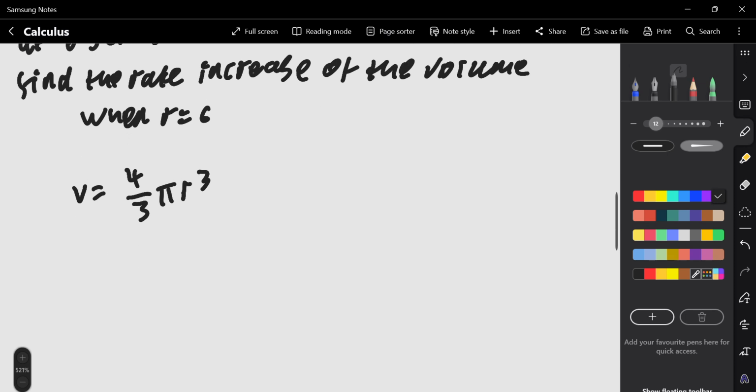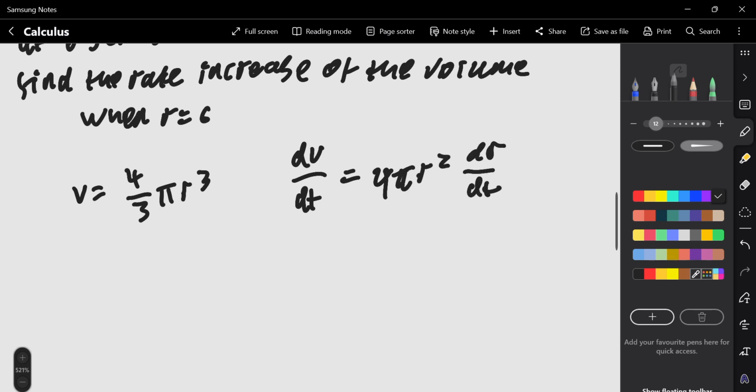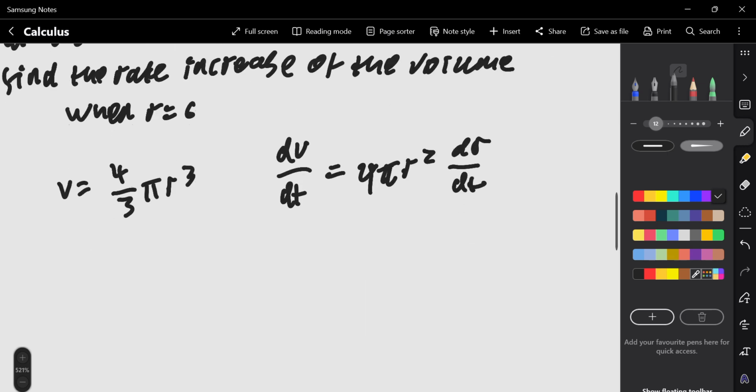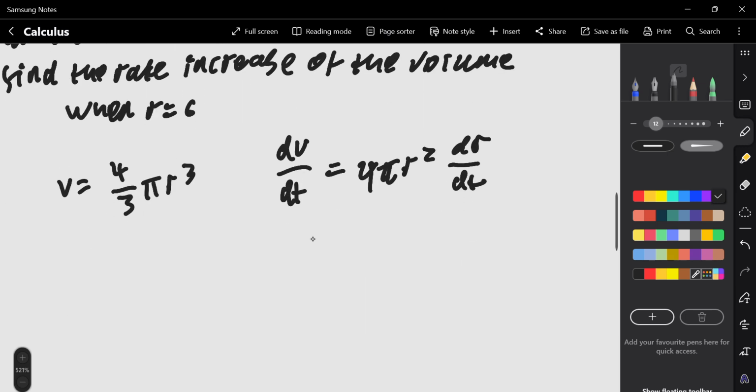Now you're going to want to find dV by dt. So differentiate. You're going to get 4 pi r squared dr by dt. And now substitute in r equals 6, square it, times it by a half, because you're already given dr by dt. And so you're going to get 72 pi centimeters cubed per second.